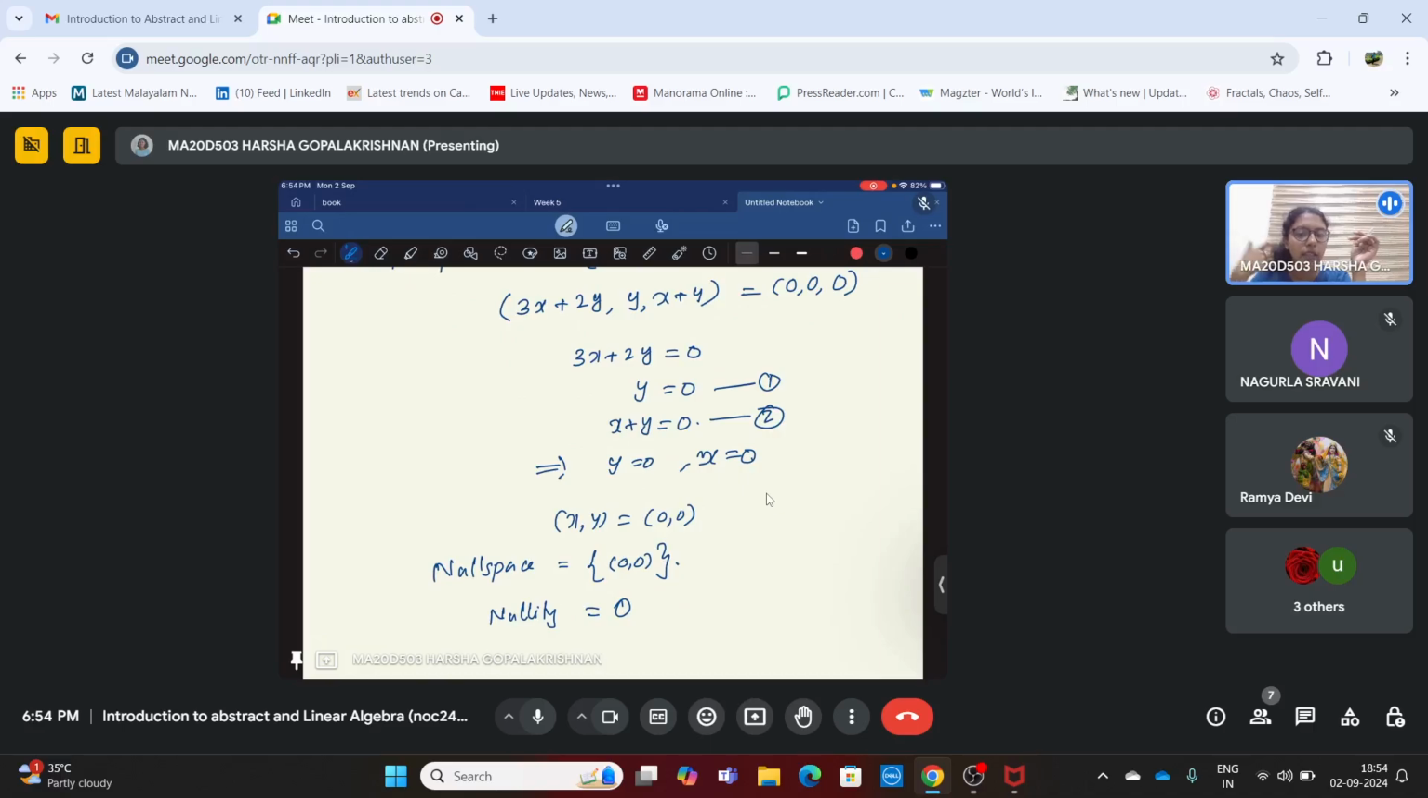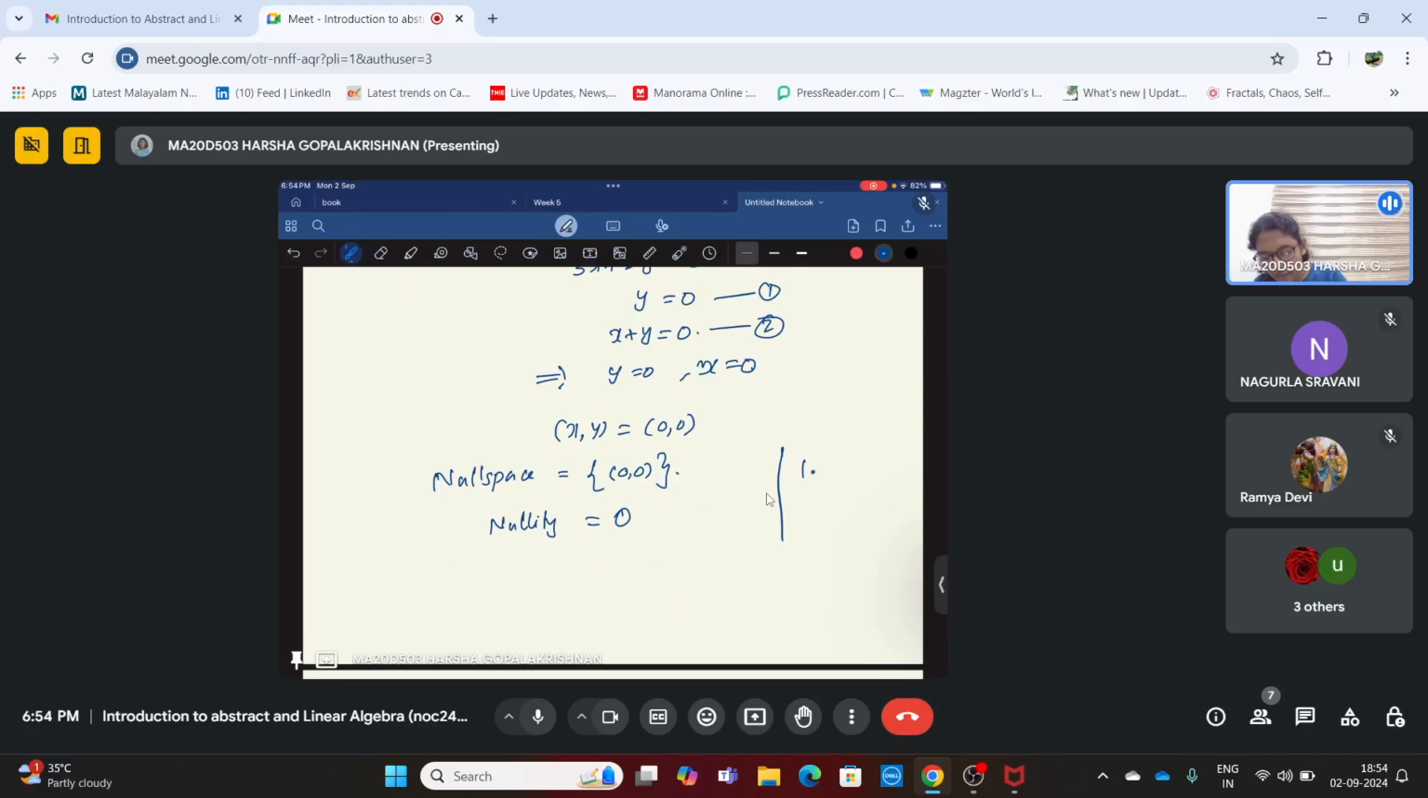The zero element itself is not linearly independent. Why is it not linearly independent? I can write 1 into (0, 0) equal to (0, 0), right? Linear independence means that if I write a linear combination C1 A plus C2 B equal to 0, both C1 and C2 must be 0. But here the constant is non-zero. So the set {(0, 0)} itself is not linearly independent. So we cannot find a linearly independent subset which generates (0, 0). So we take it as a convention that the nullity is 0. If nullity is 1, for example, like the x-axis, the dimension is 1. Here the dimension is not 1, it is 0.